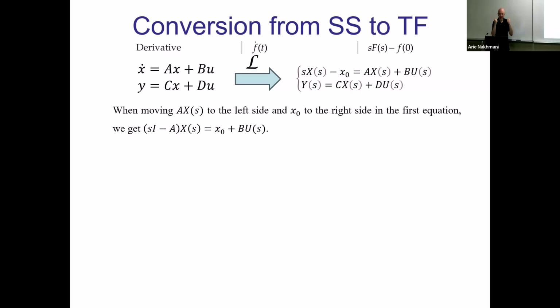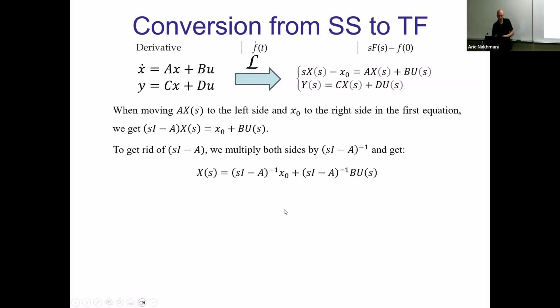But Y is a function of X, right? So if I find X, I can then write Y as a function of X. So let's find X first, explicitly. Like what would be the result of X? This is our goal, right? Not to get the transfer function yet. So this is what we'll get. You need to get rid of that part, which is SI minus A. How do we get rid of that matrix, SI minus A?